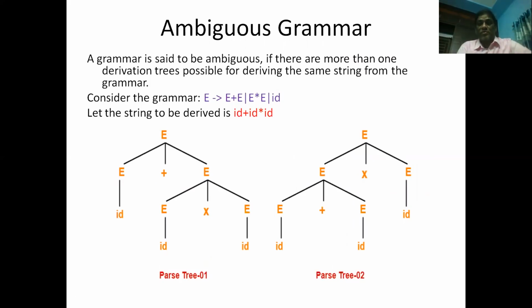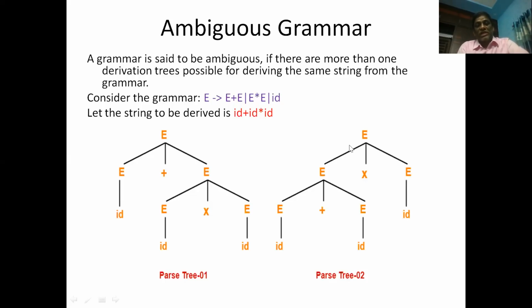Then the most important topic to understand is, what is an ambiguous grammar? A grammar is said to be an ambiguous grammar if there is more than one derivation tree possible for deriving the same string from a particular grammar. So if you want to derive a string, and there is more than one way of deriving the same string from the grammar, then it means the grammar is ambiguous. To prove any grammar as ambiguous, what you need to do is, you need to identify an appropriate string that will result in producing two different parse trees.